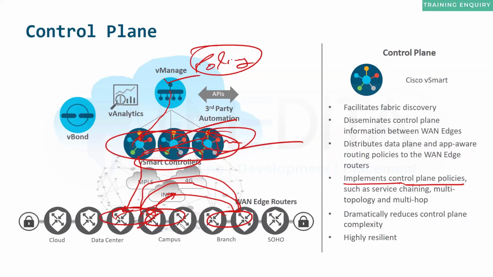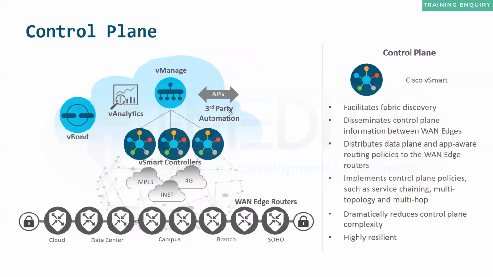But any data plane policy where you say, if this is the source IP, destination IP, then traffic should go this way, or maybe YouTube traffic should go directly over the internet, or Facebook traffic, that comes under the data plane policy or application aware routing policies. So remember that data plane policies or app aware routing policies will be forwarded or distributed by vSmart among your WAN edge routers. They will not be implemented by vSmart because those are data plane policies.